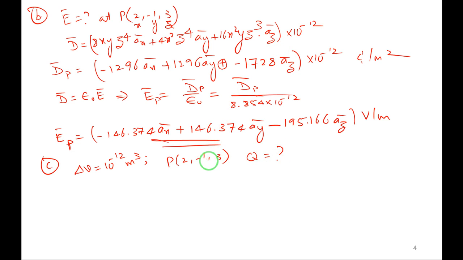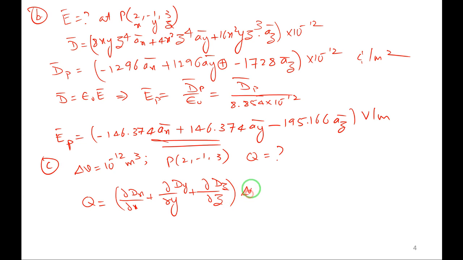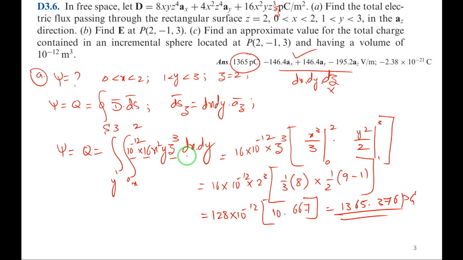So we know the application of Gauss law for the differential volume element. We know that formula, right? Q is equal to the variation of flux ∂Dx/∂x in x direction, and variation of flux in y direction ∂Dy/∂y, and variation of flux in z direction ∂Dz/∂z, multiplied by delta V. D is given.